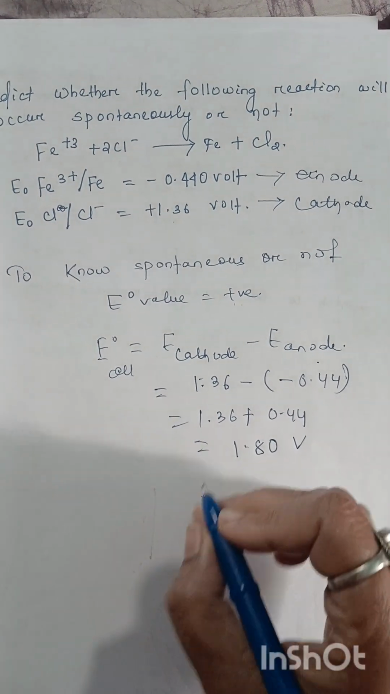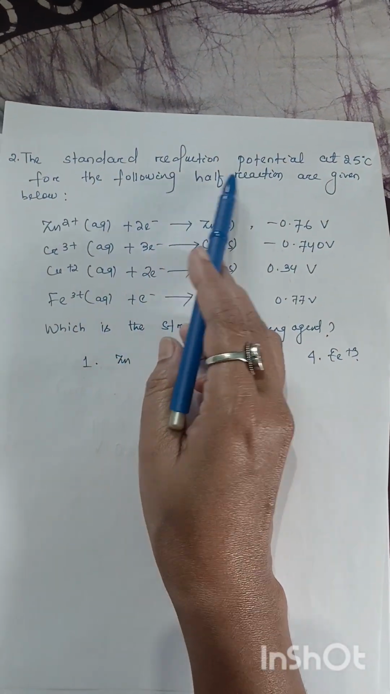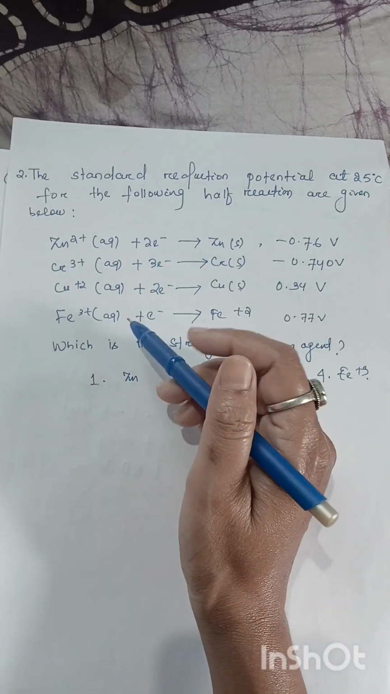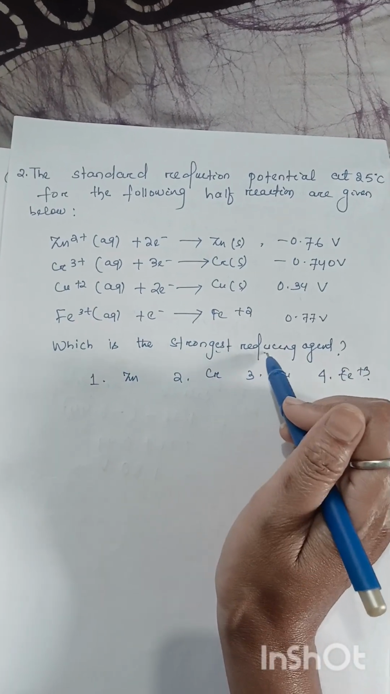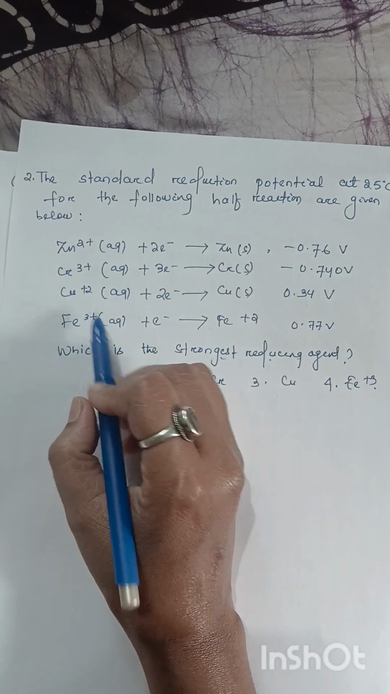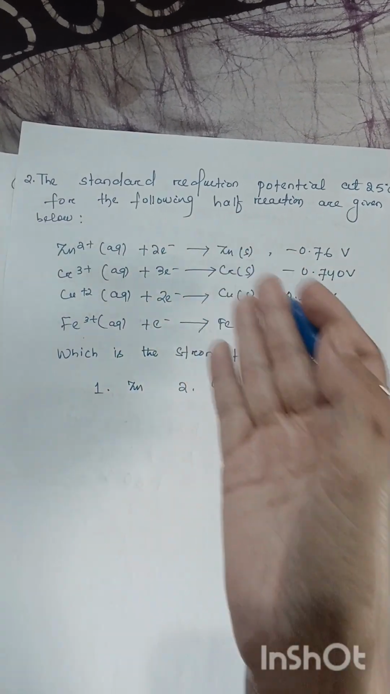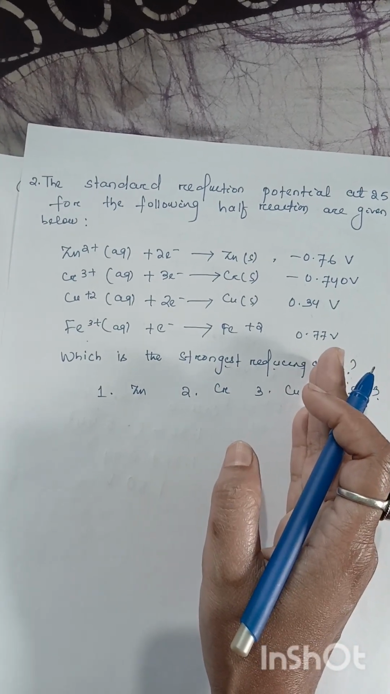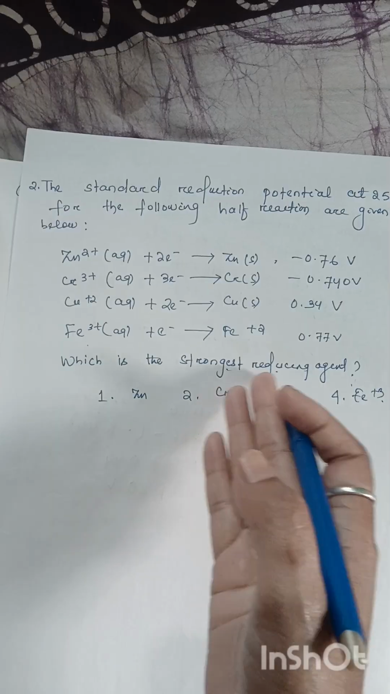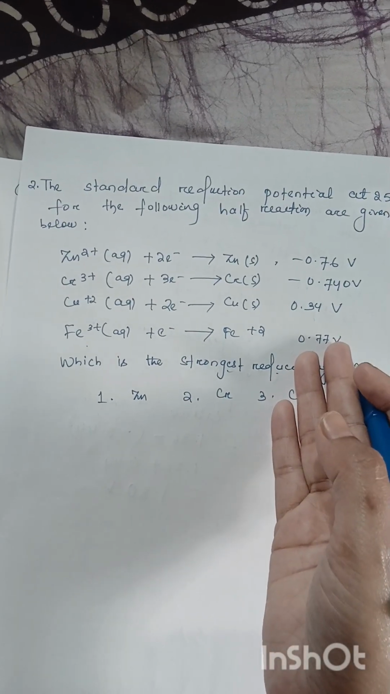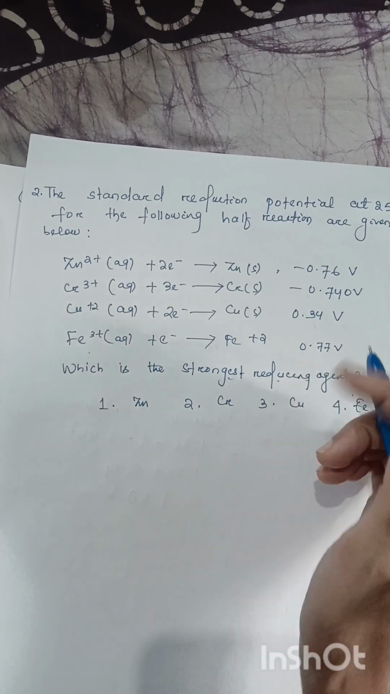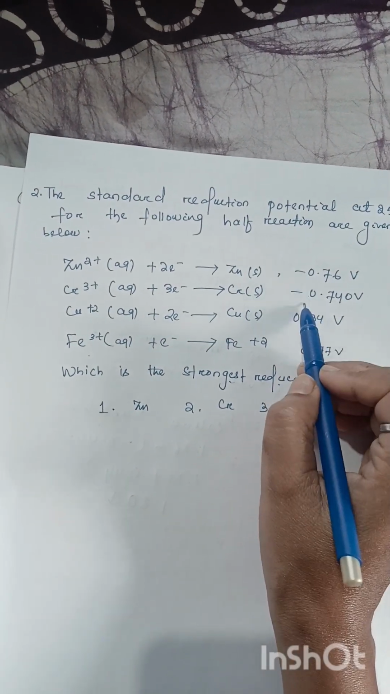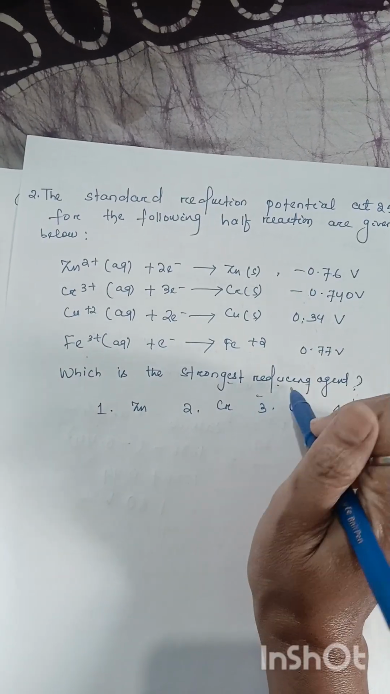Next question: the standard reduction potential value at 25 degrees, as a standard condition, is given for the following half reactions. You have to find out the strongest reducing agent. See here, zinc, chromium, copper and Fe3+, all the reduction potential values are given. You know that the more negative the reduction potential, the stronger the reducing agent. So you have to find the more negative one. You can see here these are positive values and these two are negative values. The more negative is zinc. So zinc will be the strongest reducing agent.